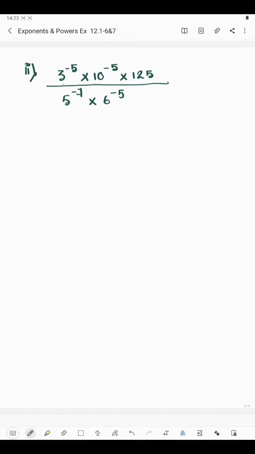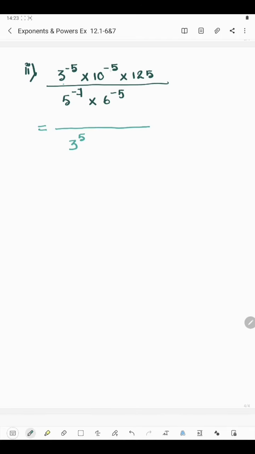Now in the second part we have 3 raised to the power minus 5 multiplied by 10 raised to the power minus 5 multiplied by 125 divided by 5 raised to the power minus 7 multiplied by 6 raised to the power minus 5. So at first we need to make the exponent positive. So we will have to write the number in reciprocal form. So the number which is there in the numerator will come down to the denominator. So 3 to the power minus 5 will come to the denominator. So it will be 3 raised to the power 5.